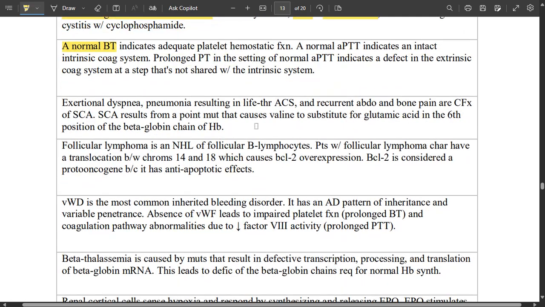Exertional dyspnea, pneumonia in life-threatening acute coronary syndrome, and recurrent abdominal and bone pain are clinical features of sickle cell anemia. In sickle cell anemia, there is sickling, which results in blockage of blood supply to the particular organ. Acute coronary syndrome occurs because of spasm or narrowing of the blood vessel by sickling of RBCs, and recurrent abdominal and bone pain, the bony crisis, are results of sickle cell anemia. It results from a point mutation that causes substitution of glutamic acid in the sixth position of the beta globin chain of hemoglobin.